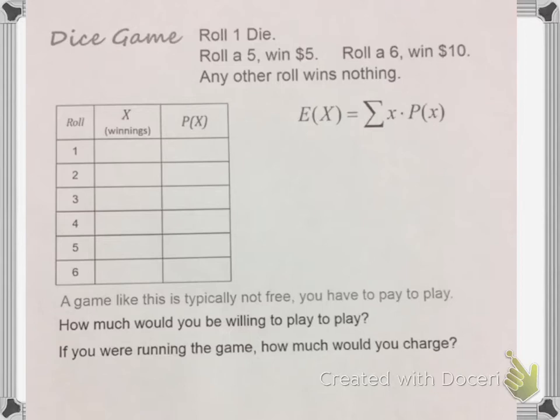It says we have a dice game, and we're going to roll one dice at a time. When we roll a 5, we win $5. When we roll a 6, we win $10, and any other roll wins nothing. So if I roll a 1, then I get nothing. If I roll a 2, I get nothing. If I roll a 3, I get nothing. If I roll a 4, I get nothing. If I roll a 5, I get $5. And if I roll a 6, I get $10.